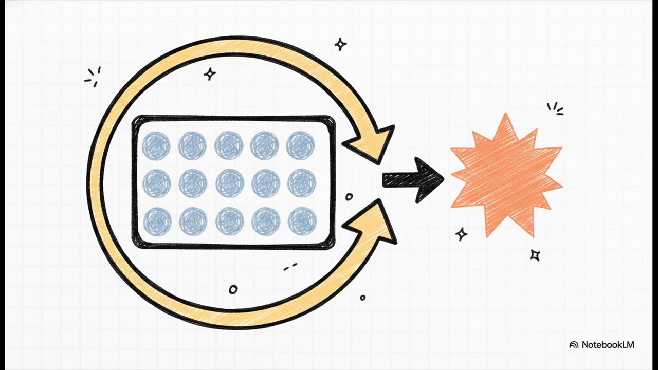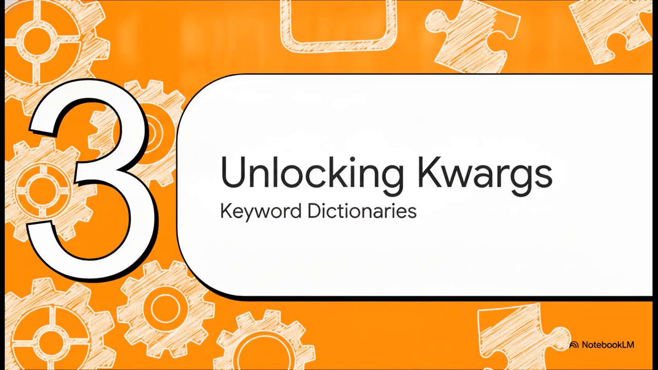We define def add star args. Inside, we initialize a total to 0. Then we just use a basic loop, for num in args. Because args is literally just a standard Python tuple behind the scenes, we can iterate over it, adding each number to our total. You can pass 2 numbers, or you could pass 200, and your function signature never has to change. Section 3. Unlocking kwargs and dictionaries.